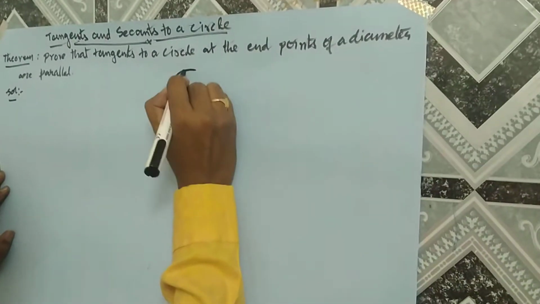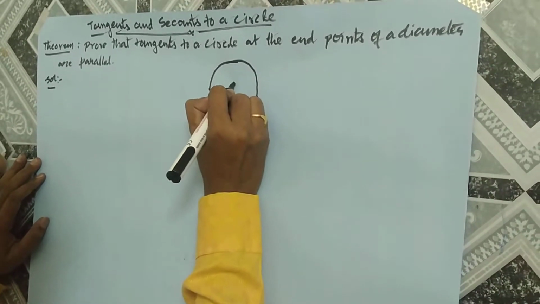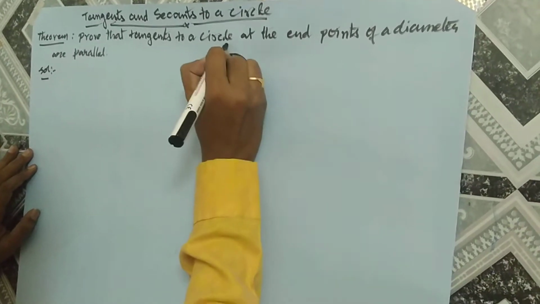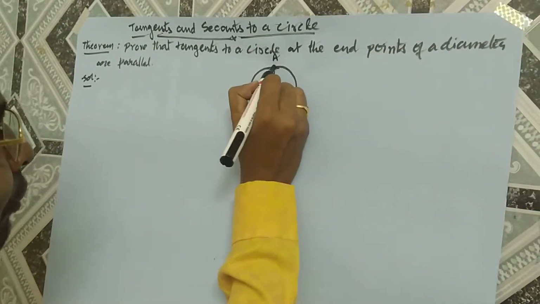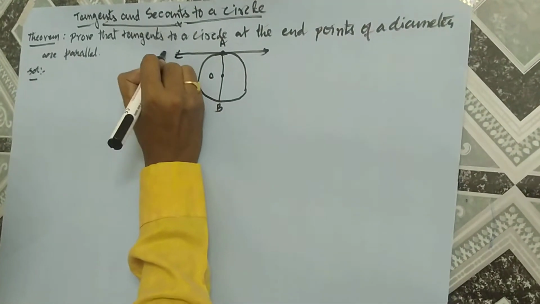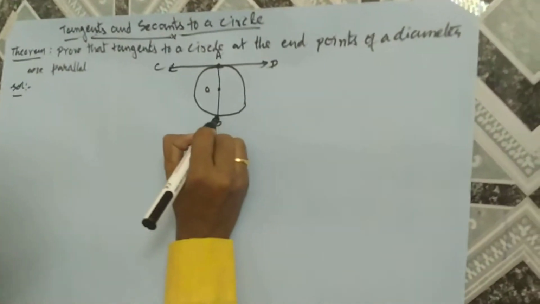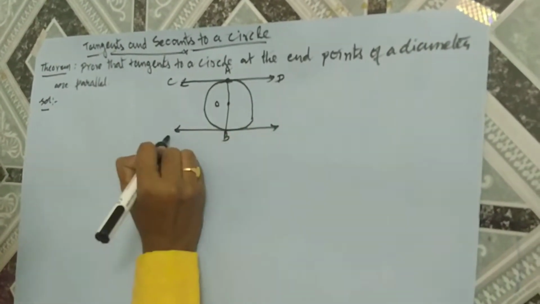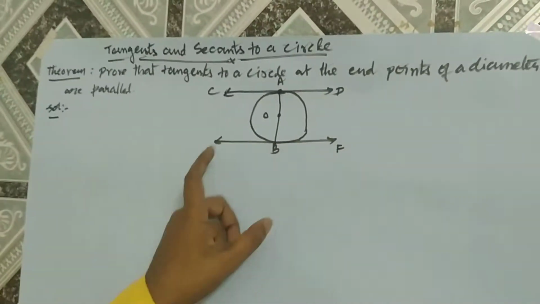So draw a circle. It is a circle with center O. Through O, draw a diameter, that is AB. From point A, one tangent is passing. Let the tangent be CD. From B, another line is passing. It is also called a tangent. It is called EF. We have to prove that CD is parallel to EF.